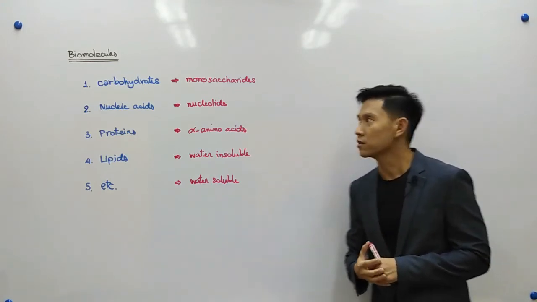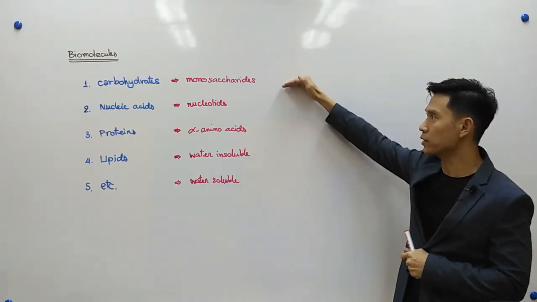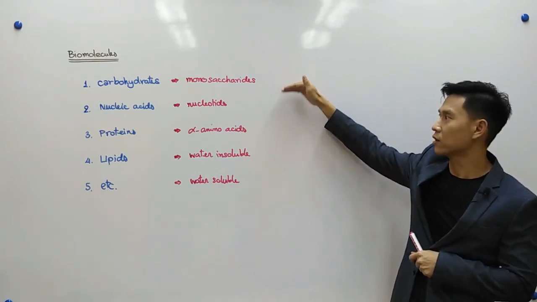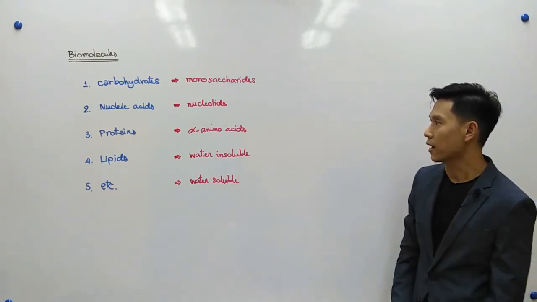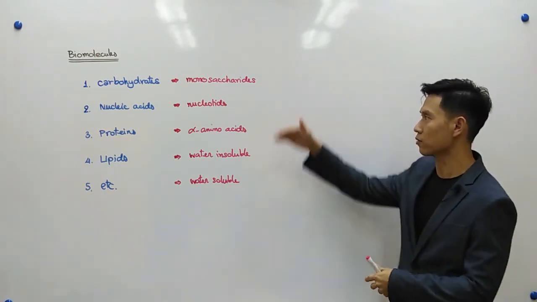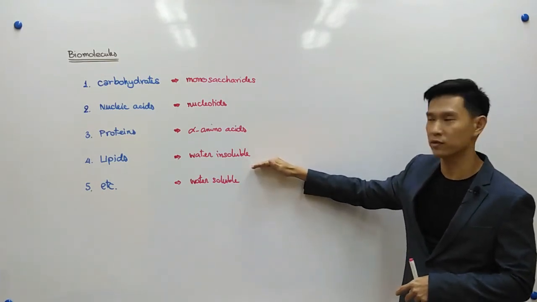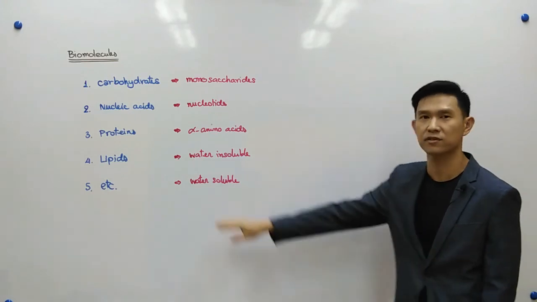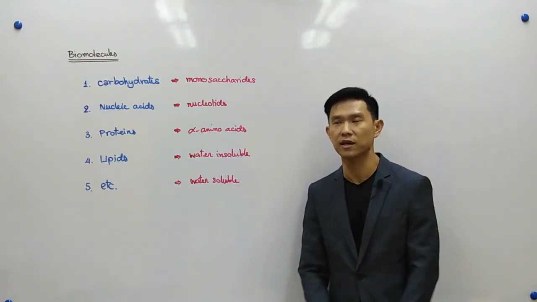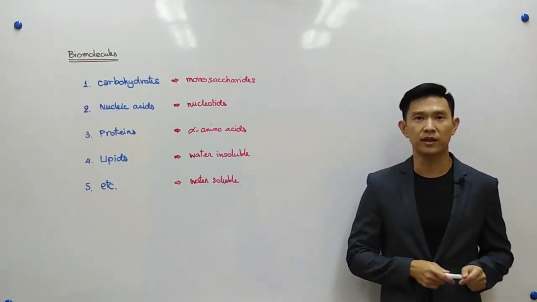We will start from the very first one, carbohydrates, and then go further down. I will just talk about the four types of biomolecules here. We just cut the etc., the last group, out. Okay. Now let's begin with the carbohydrate.